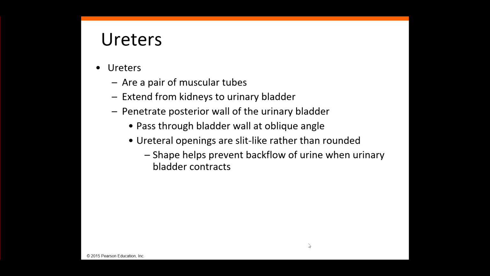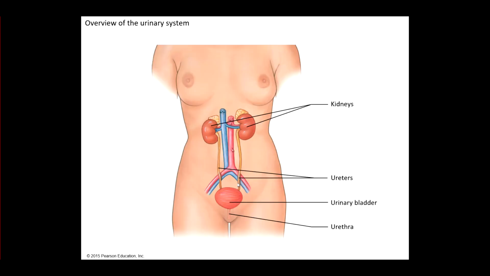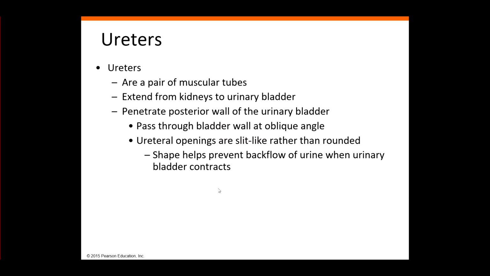So let's start with the ureters. These are a pair of muscular tubes, and basically they extend from the kidney down to the bladder. So we've seen this picture before. This would be the left kidney, again a little bit higher than the right kidney, and once the urine is formed inside, the left ureter comes down this way, and then the right ureter comes down this way. They actually come right over the psoas muscles.